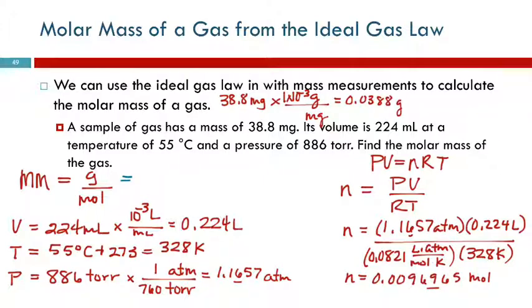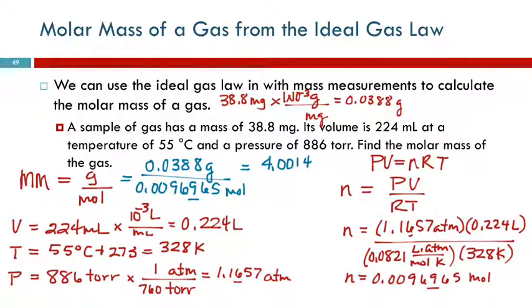So I'm going to take the mass of this sample and divide by the number of moles in this sample. So 0.0388 divided by 0.0096965 equals. And this should have three significant figures, 4.0014. The units are grams per mole. And when I round that, I get 4.00 grams per mole.